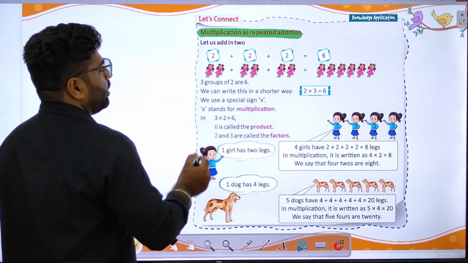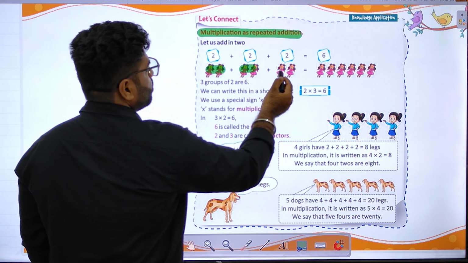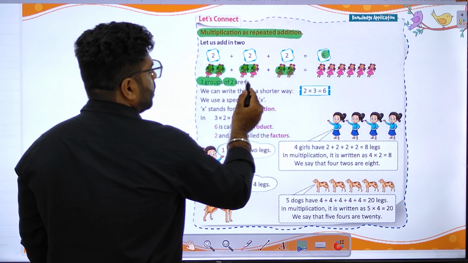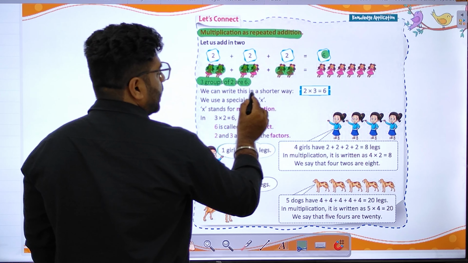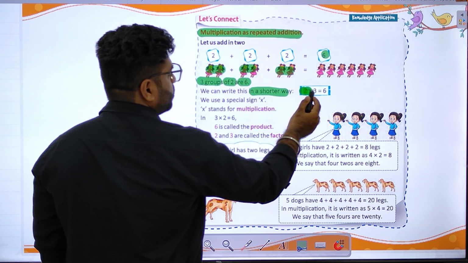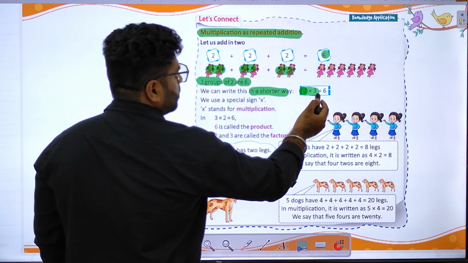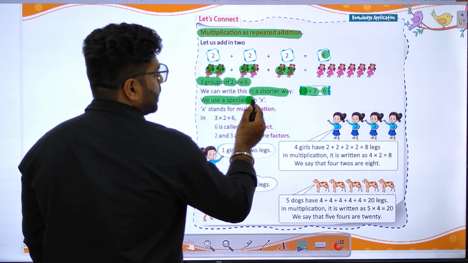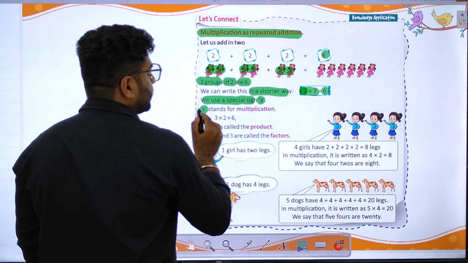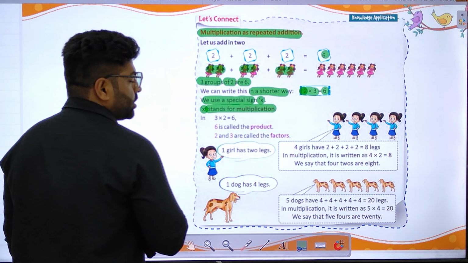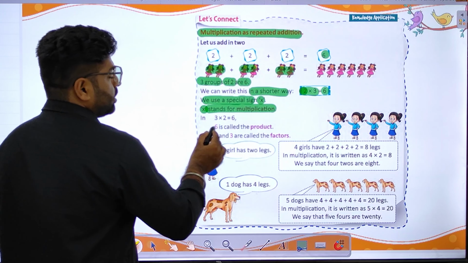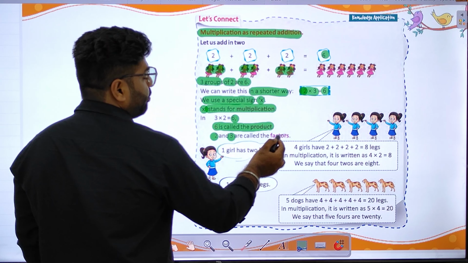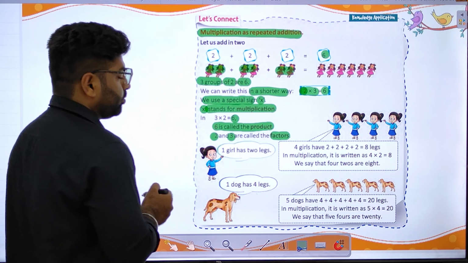Just like here we are having two dolls, 2 plus 2 plus 2, that is 6. So we are having three groups of 2 are 6. So we can write this as a short way, that is 2 into 3 is 6. So we use a special sign, that is the cross sign, that X stands for multiplication. We call this 6 the product, and 2 and 3 are the factors of the product.